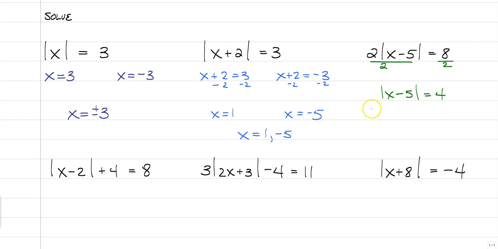And now you're going to split it. X minus 5 is equal to 4, and x minus 5 is equal to a negative 4. Add 5 to both sides and you get x is equal to 9. Add 5 to both sides and you get x is also equal to 1. Okay? So that's solving absolute value equations.